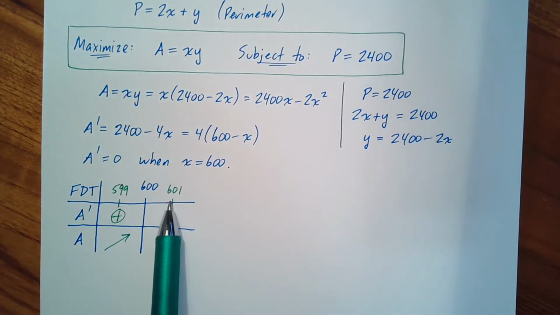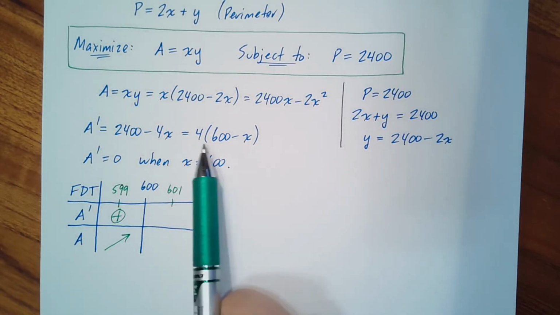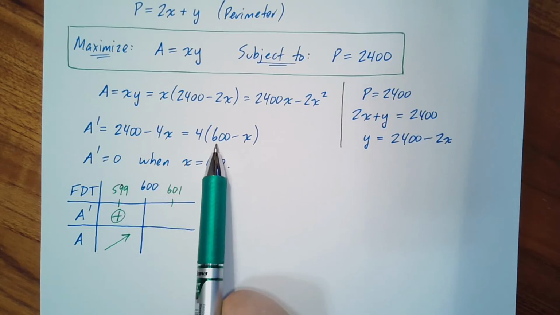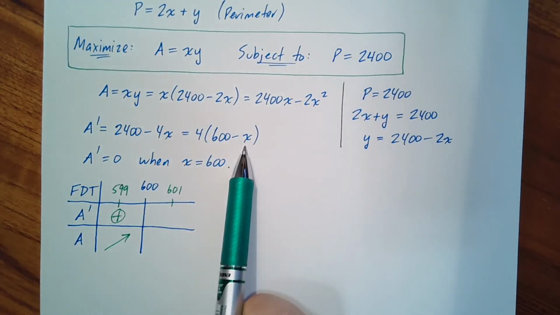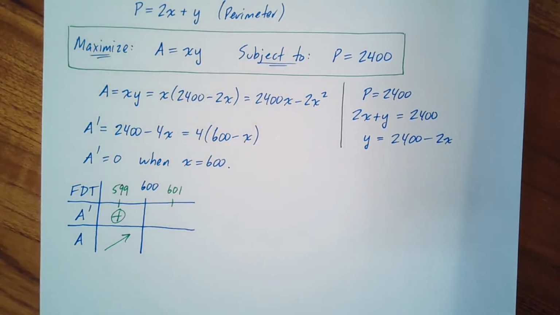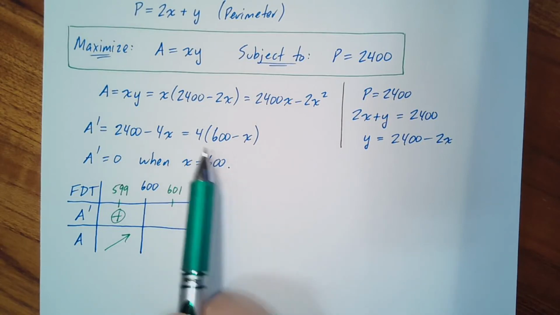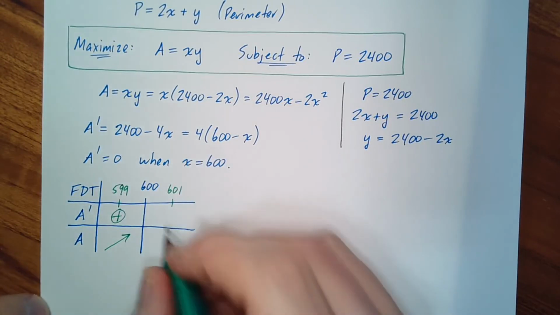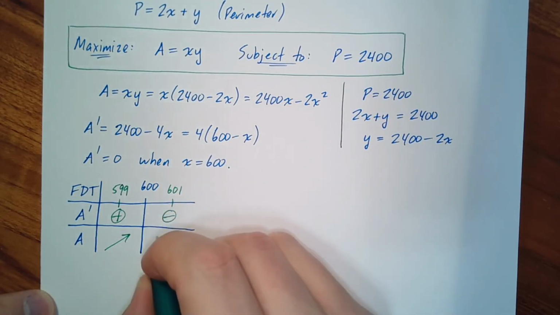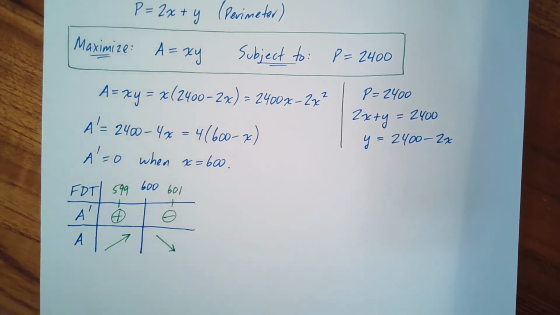Okay, so what happens if you plug 601 in? Well, if you plug in 601 for x, then A prime is going to be 4 times (600 minus 601). And 600 minus 601 is going to be negative 1. So you really have 4 times negative 1, which is negative 4, or negative. So the function A is decreasing.